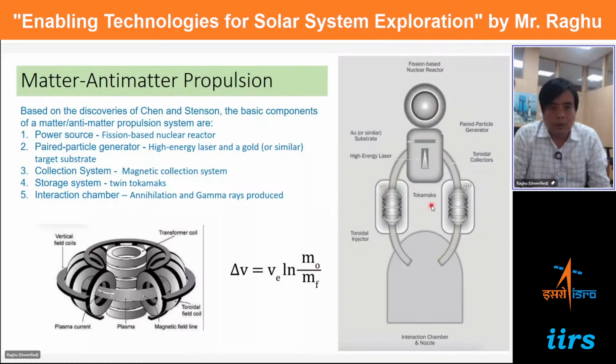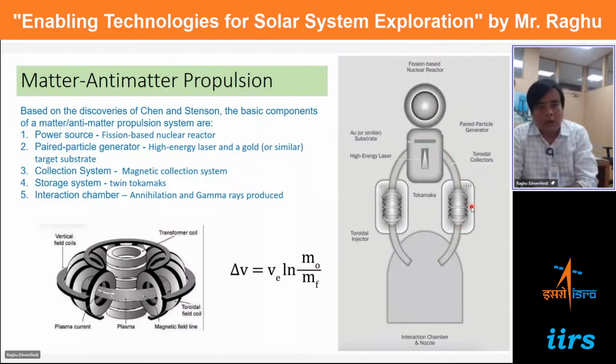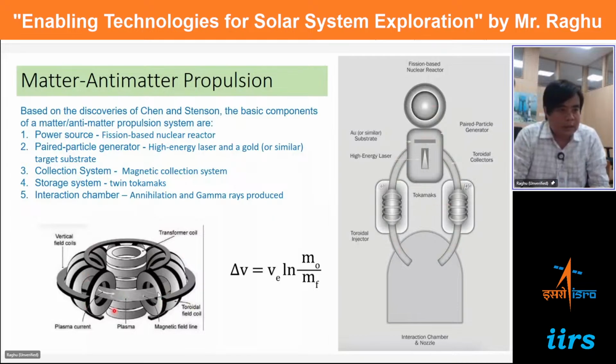These storage systems are called tokamaks. This is the typical one, a magnetic system with a donut shape. Then they will be injected here, and annihilation will take place here. This particle and antiparticle annihilation creates a huge amount of energy. That exhaust energy is used to propel the system. So this is the idea.